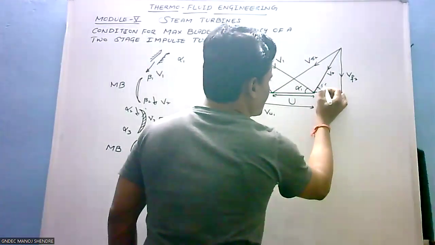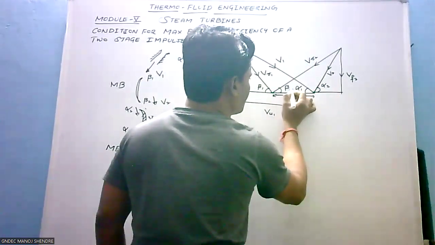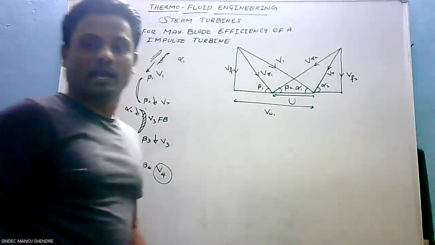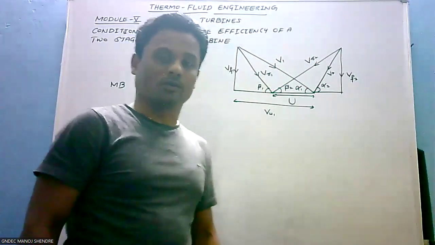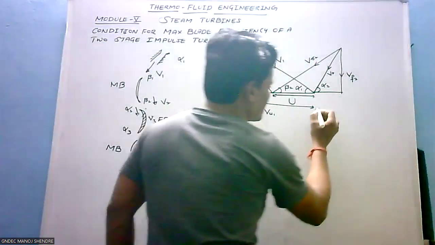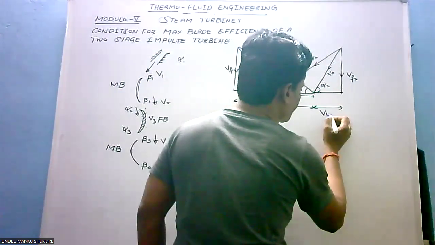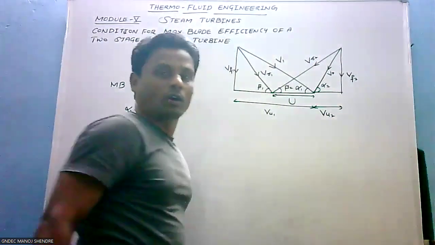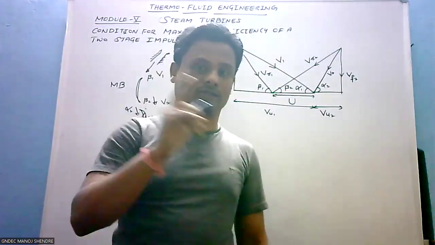For V2, the angle is alpha 2. And for VR2, the angle is beta 2. Right? Now, this is the horizontal velocity component VU2. VU2 is the horizontal velocity component, or whirl velocity component, at the outlet of the first stage.